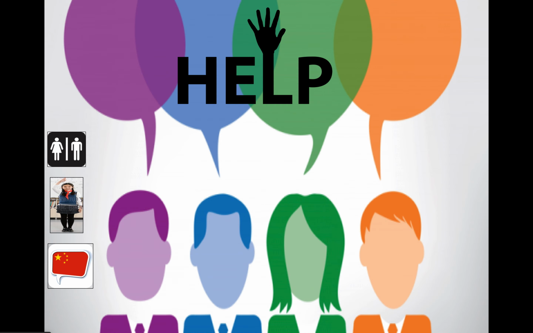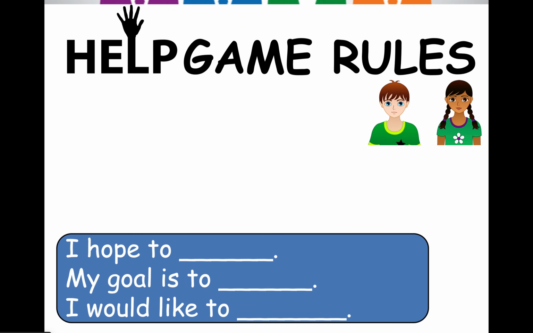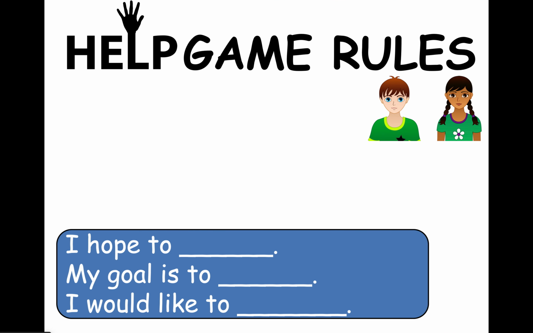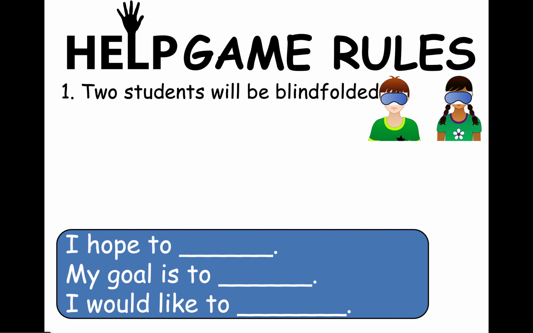Now, you don't need to do this in your class, but it does help. The best way to explain a game is to model it, either bring students up and as you're explaining it, have them do it, bring up the best students and explain it, and they can kind of perform it, right? But also you could do this, right? I show them very visually. 2 students will be blindfolded, and they can see very visually what that means.